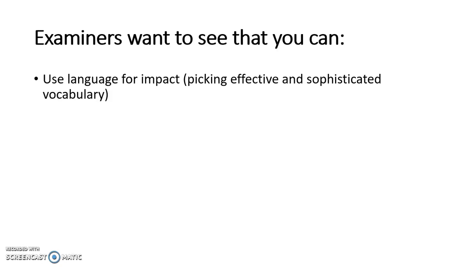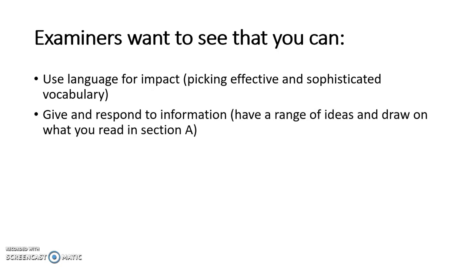Okay, so what do the examiners want to see in your writing? They want to see you using language for impact. That means sophisticated vocabulary, but also just choosing the best word. So not necessarily the most sophisticated, but the most effective word. So maybe the more emotive word rather than the posher word. They want you to be able to give information, but also to respond to information.